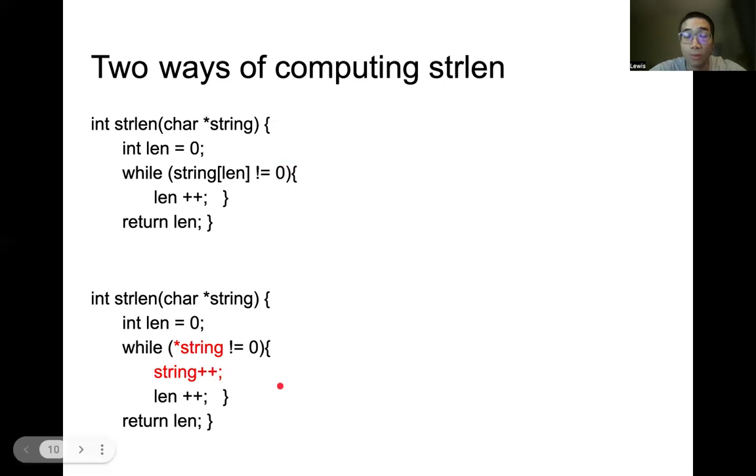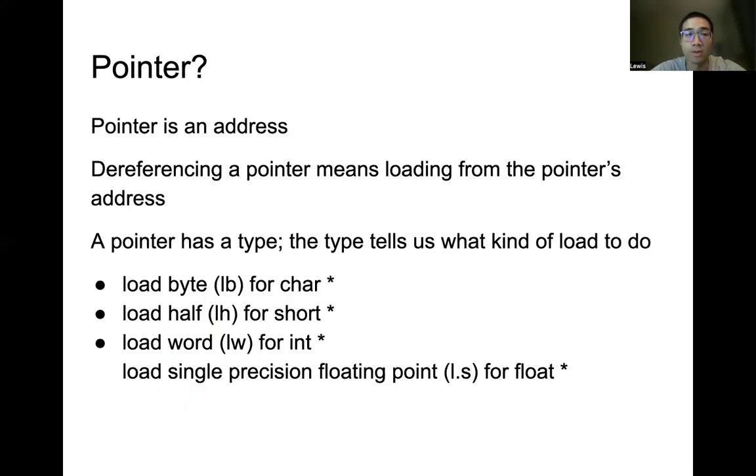And why is this important? Because this tells us something about pointers. So what is a pointer? A pointer is just an address to memory. And when we say dereferencing, it means that we are loading the data from the pointer's address. An important thing is that the pointer actually has a type.